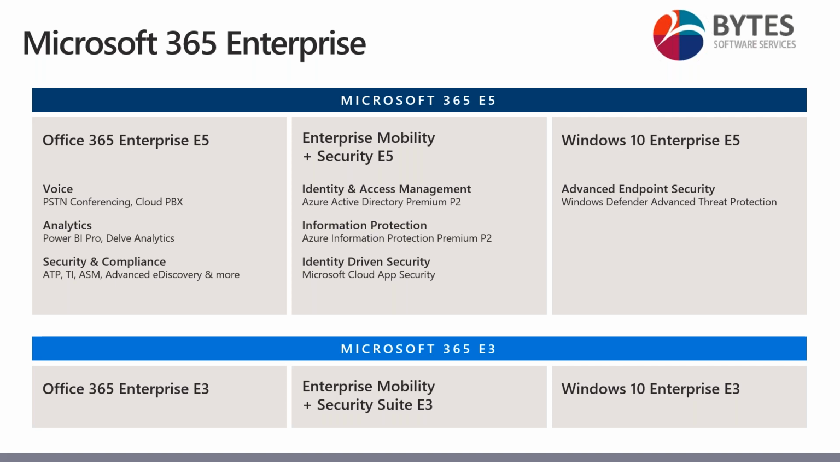Finally, on the Windows 10 enterprise piece, the E5 gives you access to the advanced endpoint security, and this is the Windows Defender ATP element. So when we talk about Windows Defender ATP or advanced threat protection, this is more giving Windows Defender the ability to have EDR type capability, so endpoint detection and response.